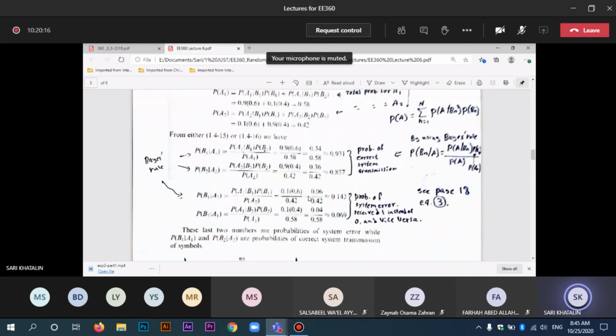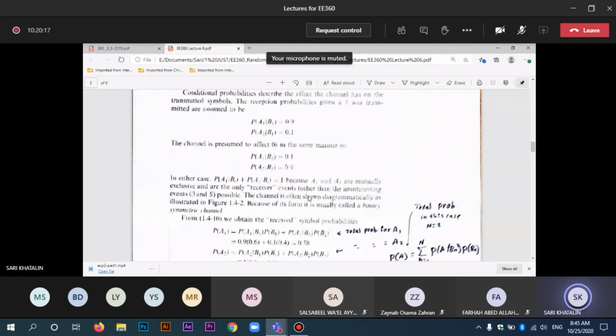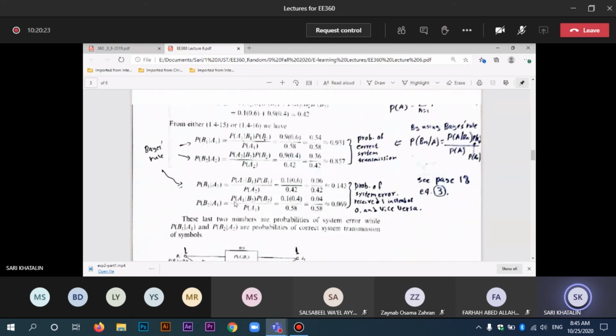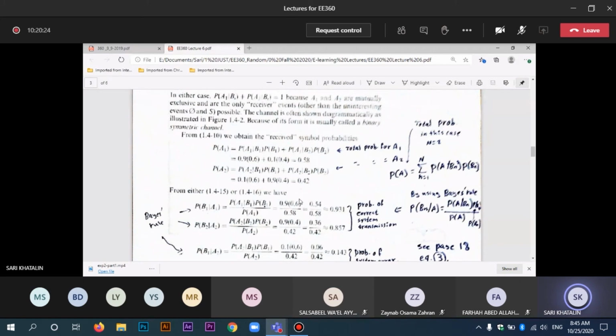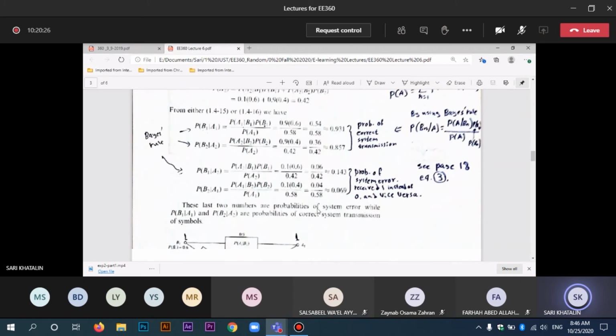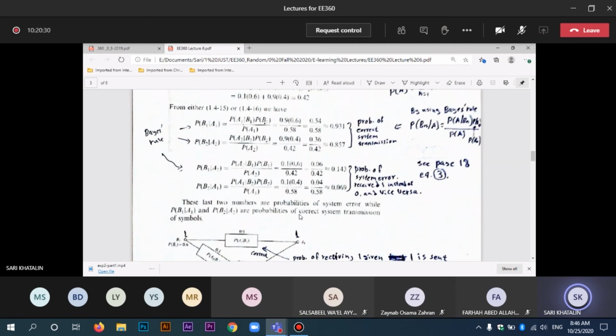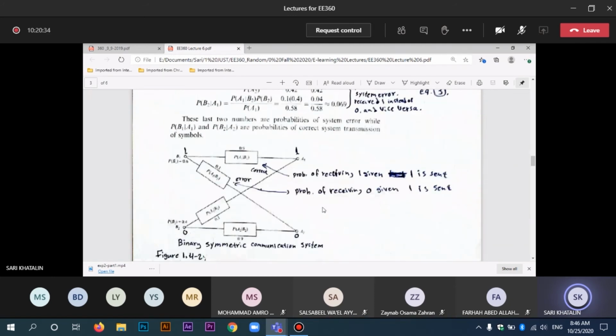So that's it. This is a good example. We apply Bayes' rule, we apply the total probability, we apply the conditional probability, and we understand the correct system transmission versus the error. So it's a good example.